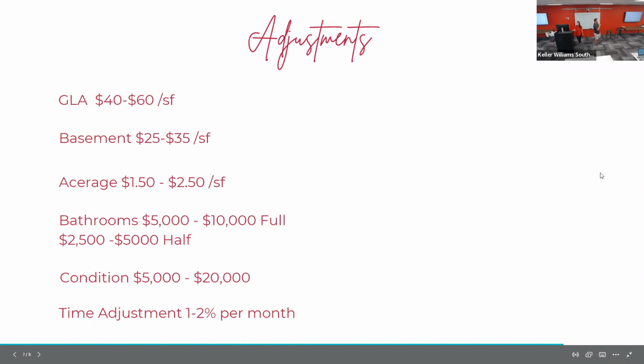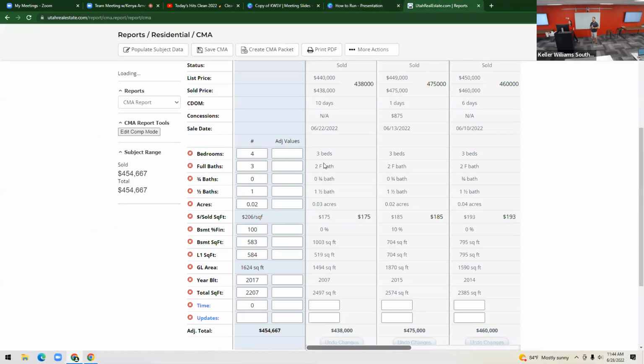Okay, so I think we covered GLA. Basements, again, if it's $30 a square foot you go with, I'd probably say 10 for total square footage, 20 for finished. Acreage, and like she said, these are the big ones on an appraisal that are going to move the needle on the adjustments the most. Let me show you, if it's not clear, how we're entering this into the MLS. So I'm going to switch over to here.